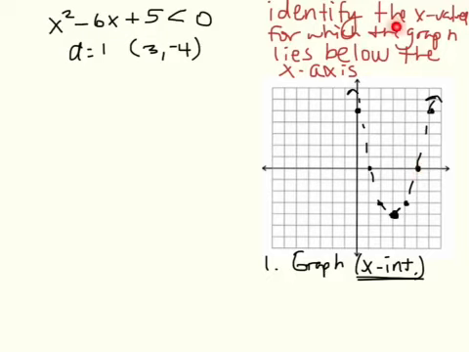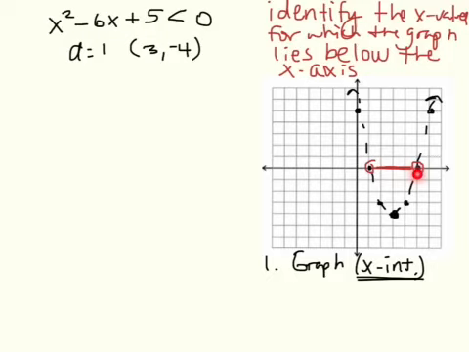So we want to identify the x values where the parabola is less than 0. Okay, here's my x-axis, my 0. So where's the parabola less than 0? Well, right here, right? Because this part of your parabola is greater than 0. Only this part of your graph is less than 0. So that means from 1 to 5 on my x-axis, my graph will be below the x-axis.